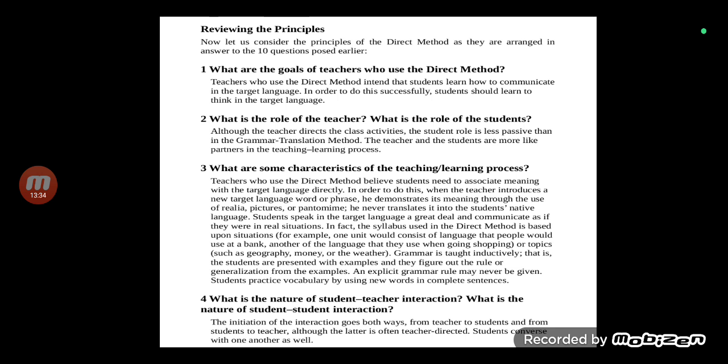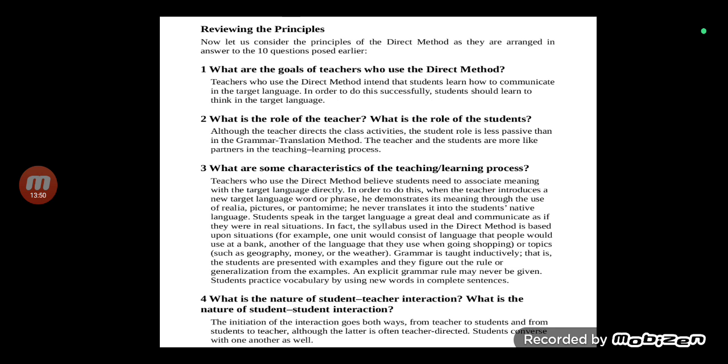In order to do this successfully, students should learn how to think in the target language. Number 2, what is the role of the teacher? What is the role of the students?